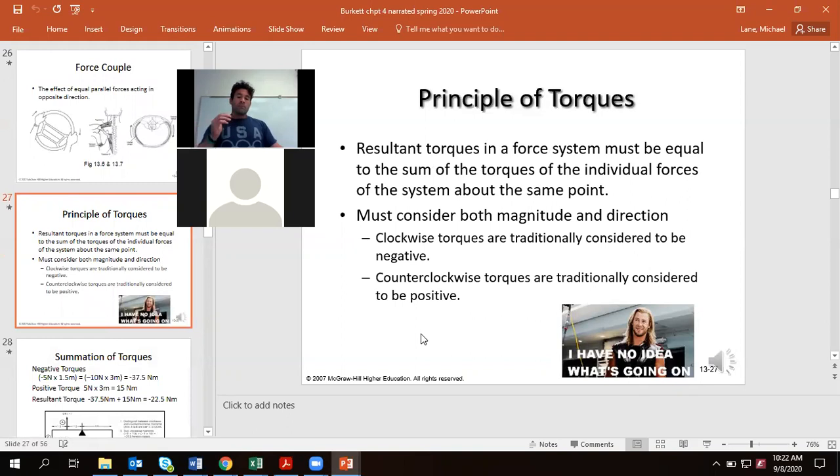So all of our torques are going to be added up together, and that's going to give us the total force that we're seeing in the system. Okay? Now, each of these are going to have both a magnitude and a direction. So what we're typically going to consider to be movement clockwise is going to be negative, and counterclockwise is going to be positive. Don't worry about this one too much for your homework and your exams.